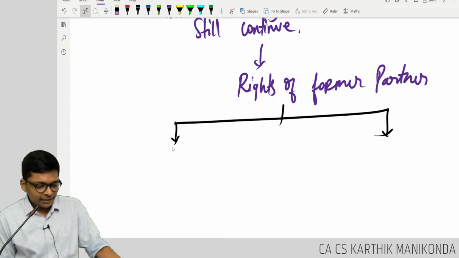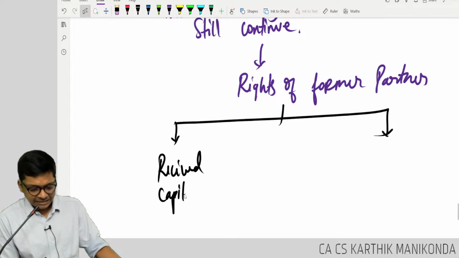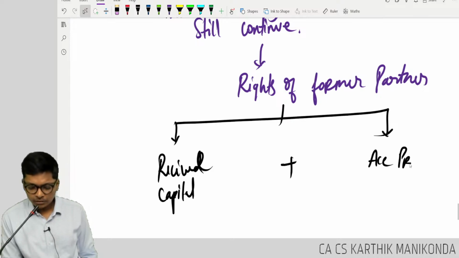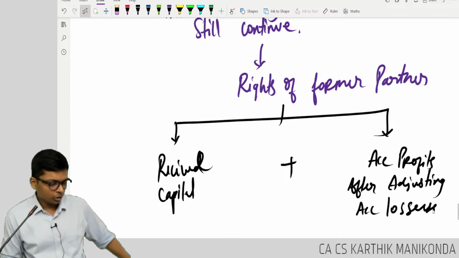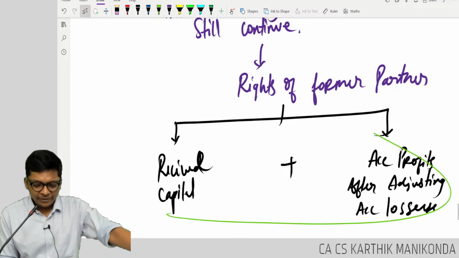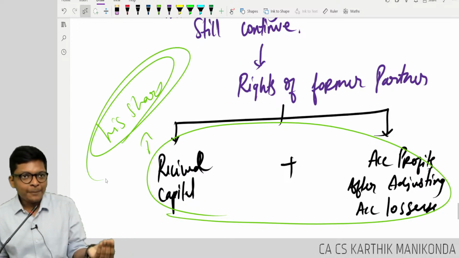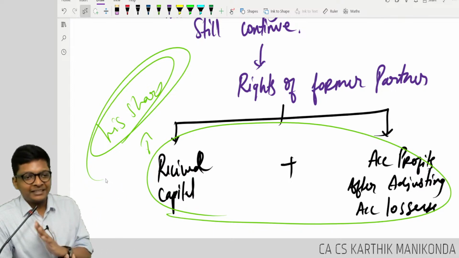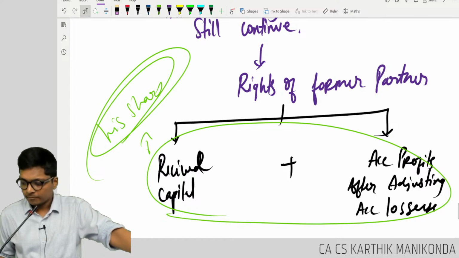Rights of former partner. To receive capital and accumulated profits after adjusting accumulated losses. Sir, can you write it in a simple way? Right to receive his share. What is the right to receive his share? Capital plus profits. Don't even mug up this. It's there in the book, so I'm giving you notes in a simpler way. That's it. What is his right? Right to receive profits and capital. That's his share. Okay. Fine.